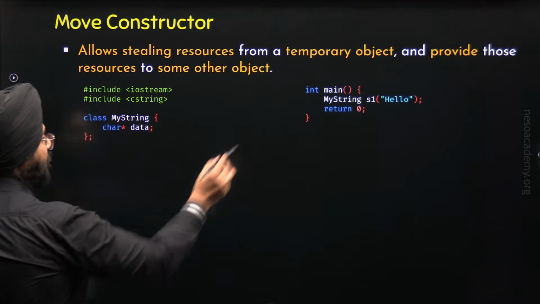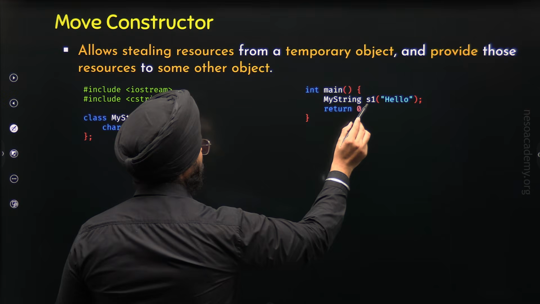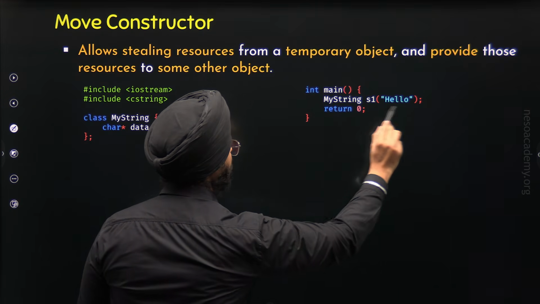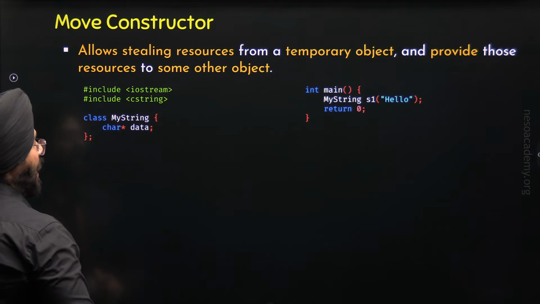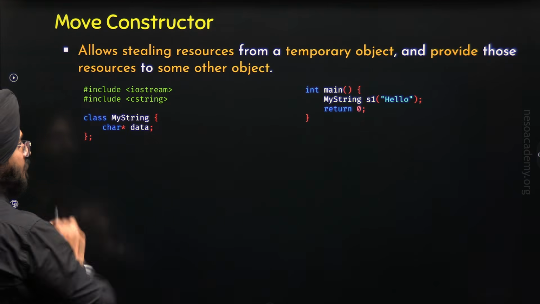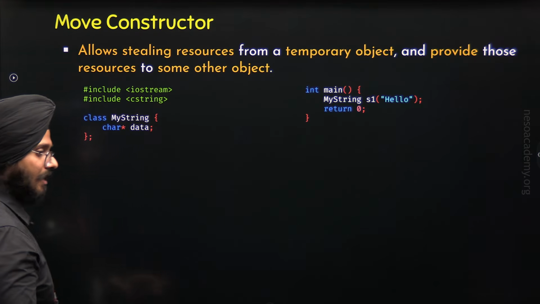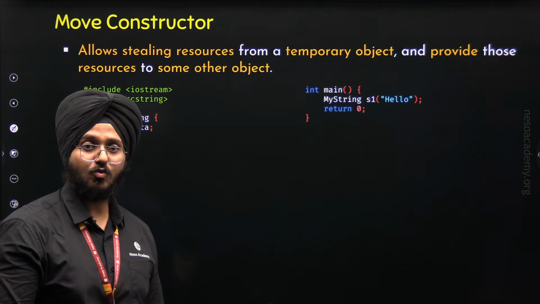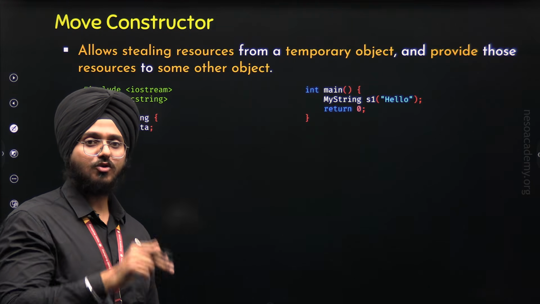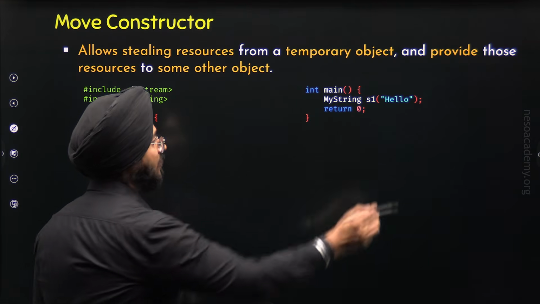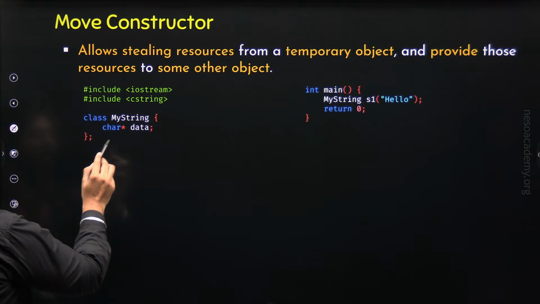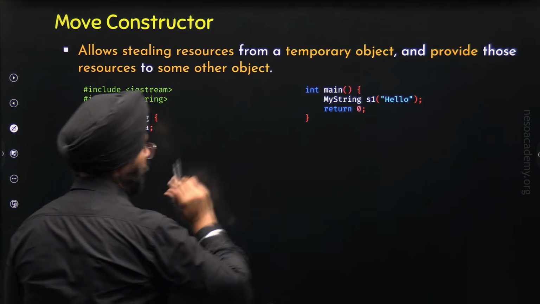Now here inside the main function, I have defined the object s1 of class myString, and I want to initialize it with the string hello. In reality, I want to provide this string to this pointer. I want the data pointer to point to an array which is allocated in the heap, and that array should have the capability to hold this string hello. This means I want s1.data to point to the string hello.